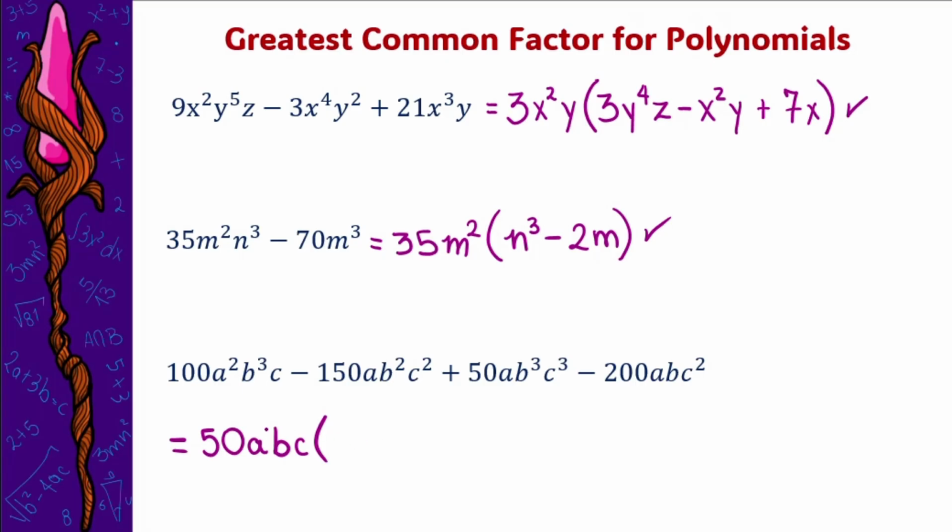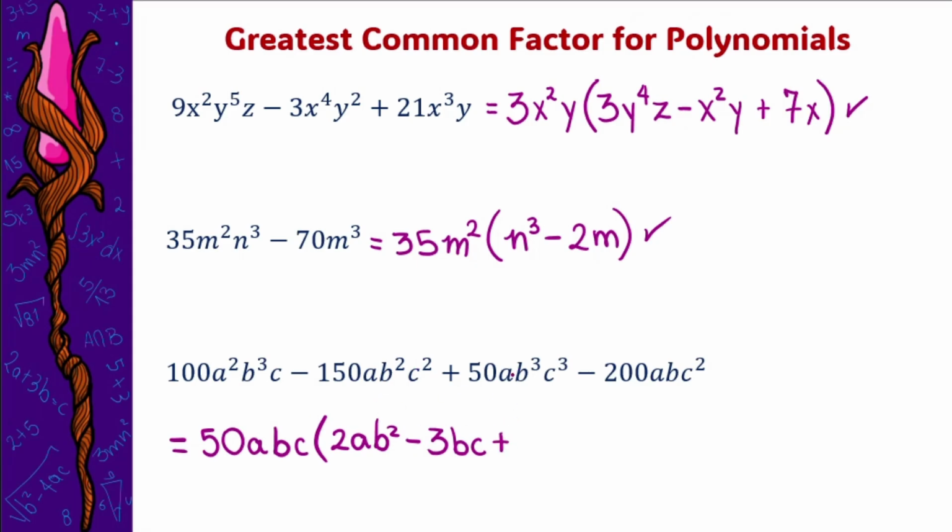So we start with parentheses. 50 times 2 is 100. A times A is A to the square. B times B squared is B to the cube. And C times 1, so we don't put anything else. Minus 3. 3 times 50 is 150. A times 1 is A. B times B is B squared, and C times C is C squared.